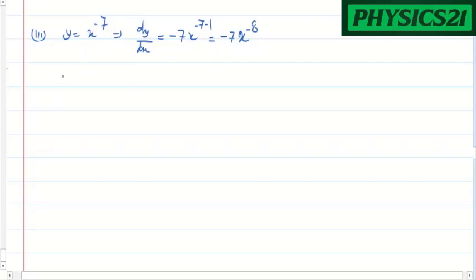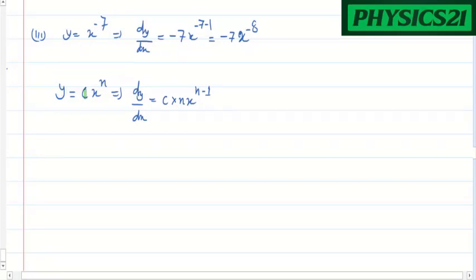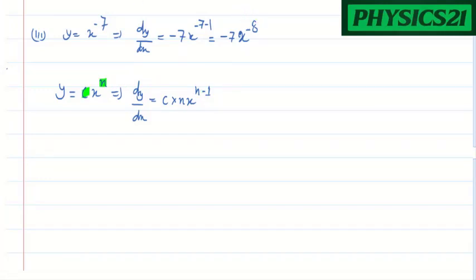Here is the third basic rule explained in the video: if there is y is equal to c x raised to n, its derivative is written as dy divided by dx equals c into n x raised to n minus 1. So we just multiply the constant written in front of the variable with the power and we subtract the power by 1. Now some problems.